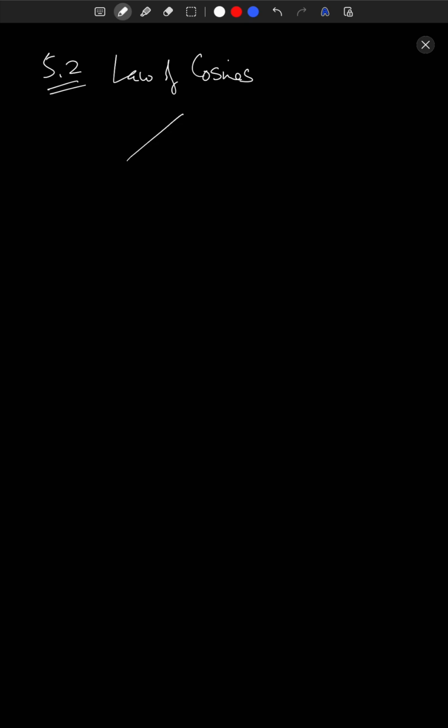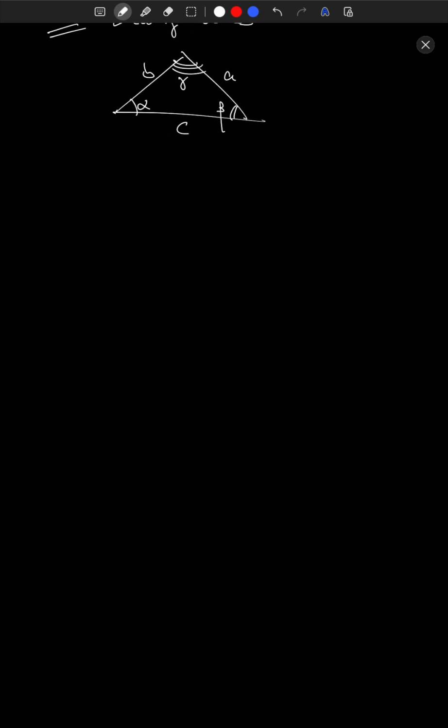All right, the setup is the same. We have a triangle, alpha, beta, let's say gamma, A, B, C. Let me write down what the law of cosines is first, and then we'll talk about where it comes from, and then we'll use it in the context of chapter 5, which is solving triangles. And then in the future, we'll use it again. All right, so there's 3 law of cosines. So they go like this.